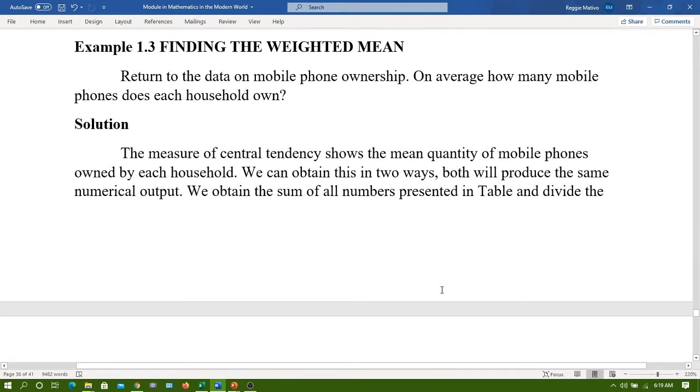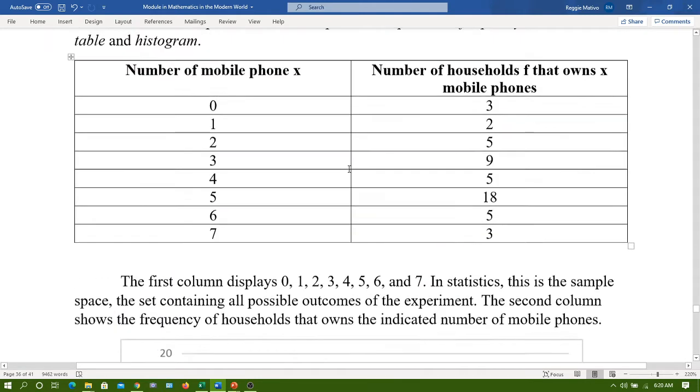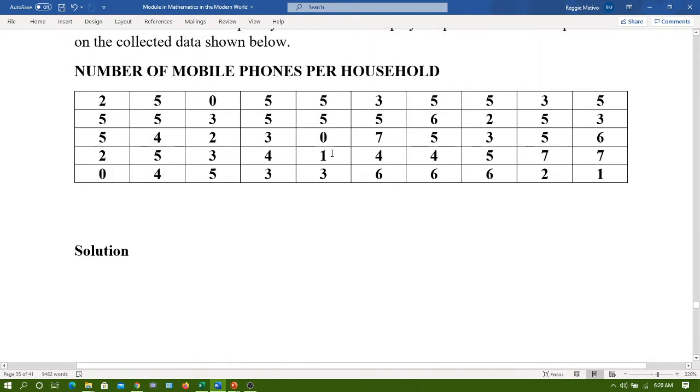So the first example here, we use the data to make a frequency distribution and a histogram. I will show you later how to do it in Microsoft Excel. Finding the weighted mean. Again, weighted mean, solving. Okay, return to the data on mobile phone ownership. On average, how many mobile phones does each household own? Okay, so how will you solve the mean for this?